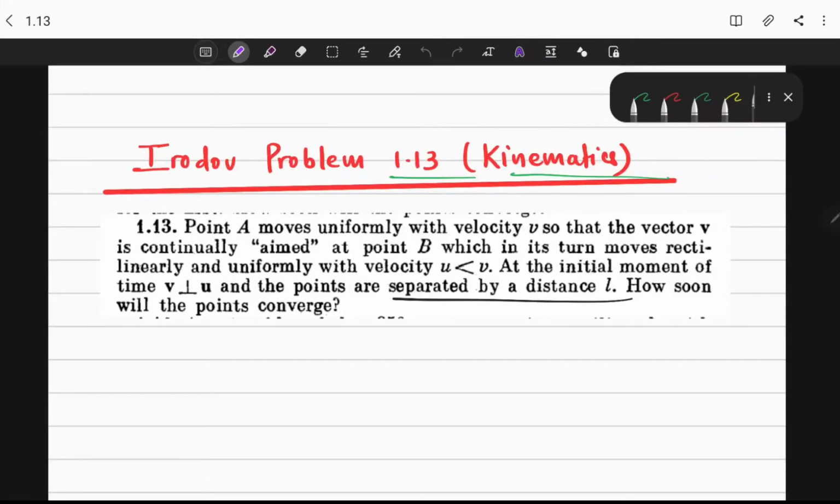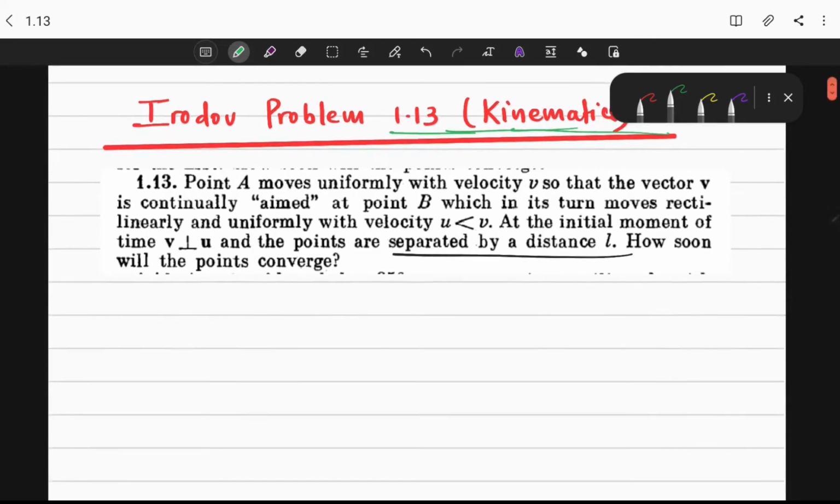Hello everyone. In this video, we are going to solve problem number 1.13 from Irodov, and that is related to kinematics. So let us first read out the problem and then we will solve the problem step by step.